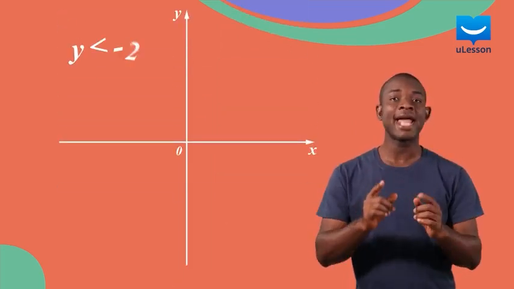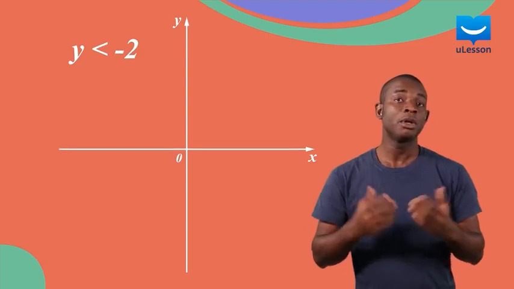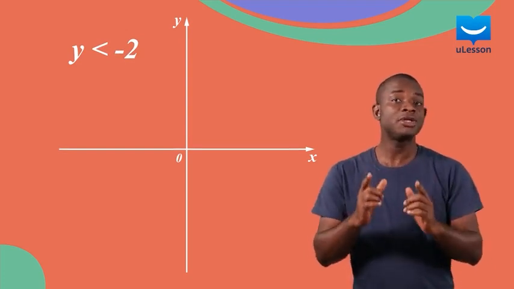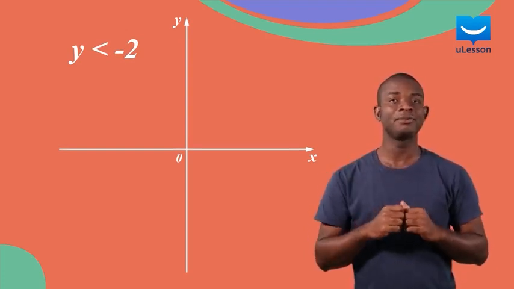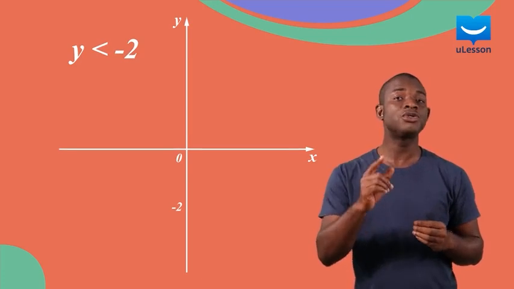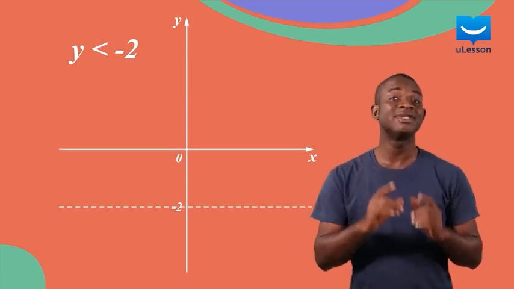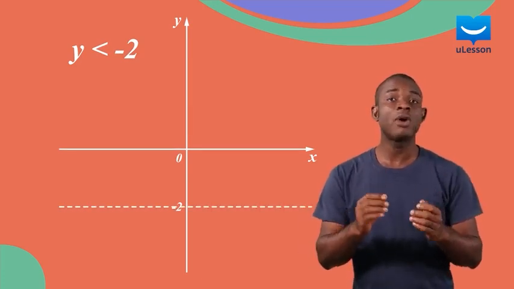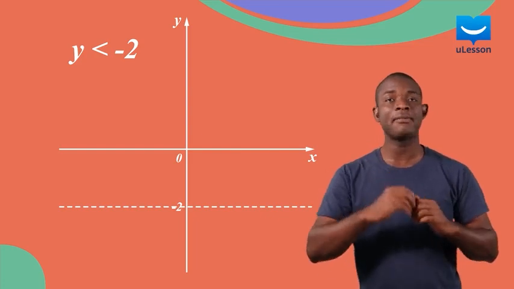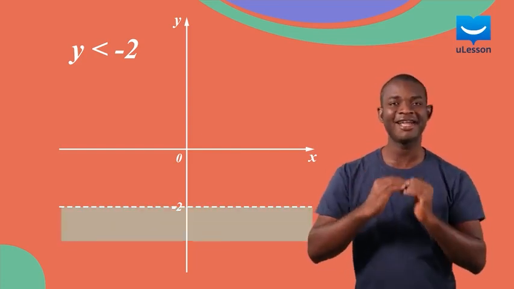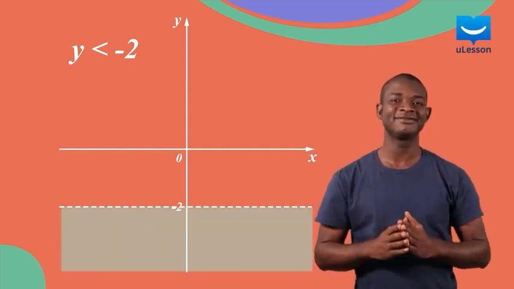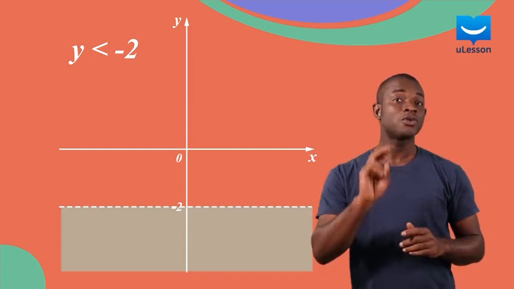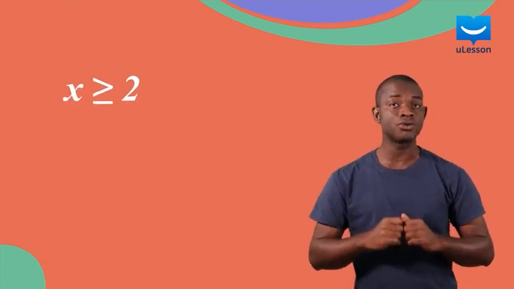How about y is less than minus 2? We look at the y-axis as it is the number line for the variable y. We locate minus 2 and draw a broken line. Next, we check out for where we can get numbers that are less than minus 2, and they are found here. Hence, we shade.